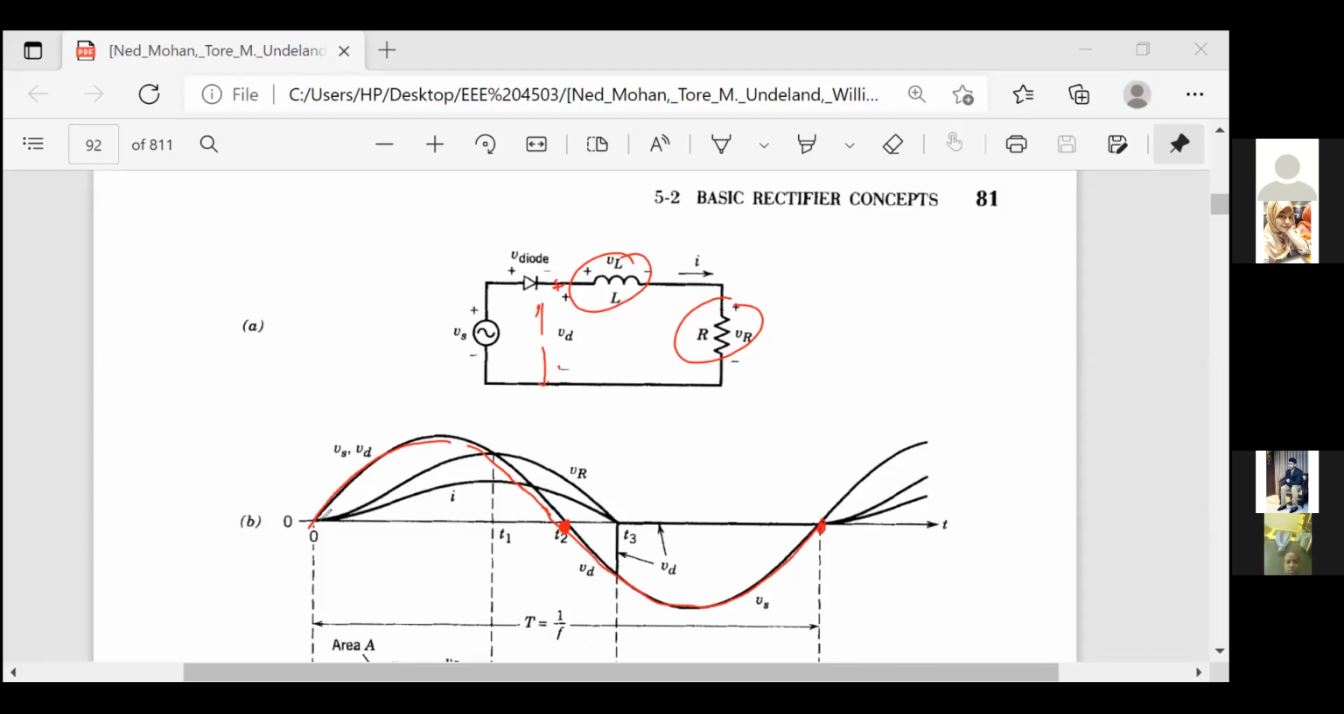Current will start a little lagging here because this is the inductive load. At the starting, omega t equal to 0, the current was 0, so it will take some time because of the change of current with respect to time. The inductor will oppose this. That is why the lag is starting, and it is going like this, and we have a peak value somewhere here.